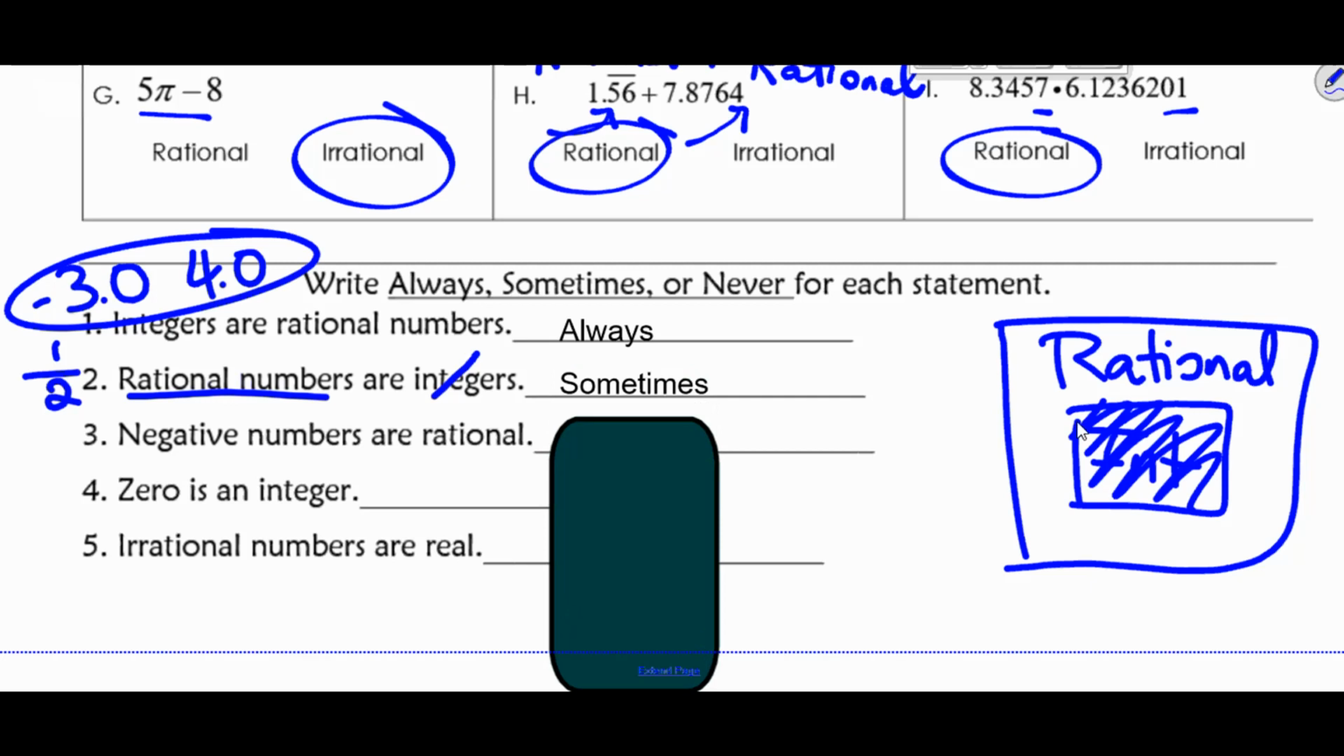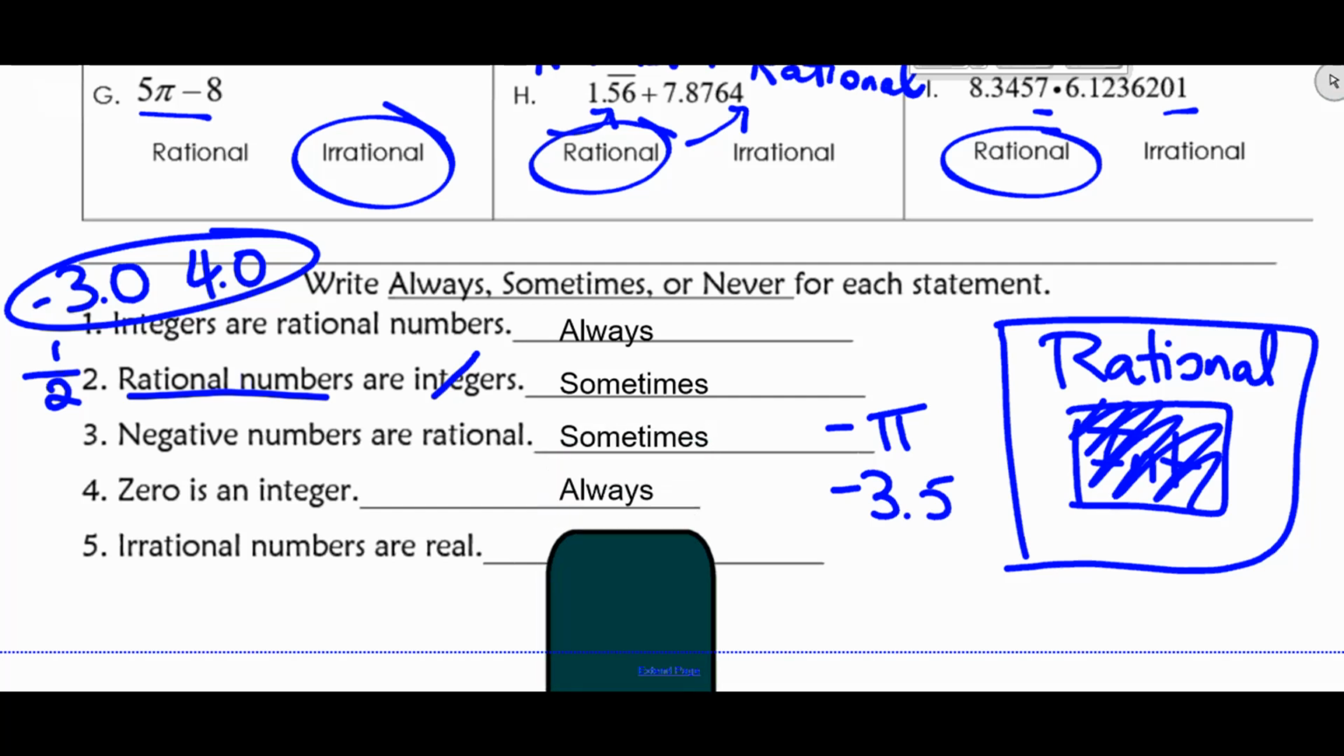Same thing with the next one. There's some negative numbers that are rational, but some are irrational, like negative 5. But negative 3.5 is rational. That happens sometimes. There's some negative numbers that are rational and some that are not.